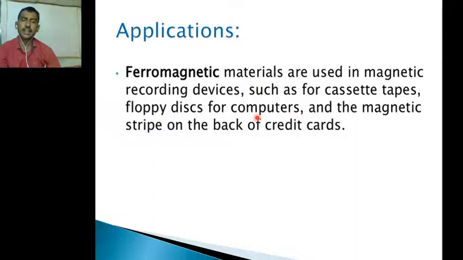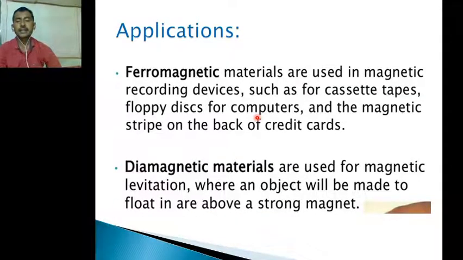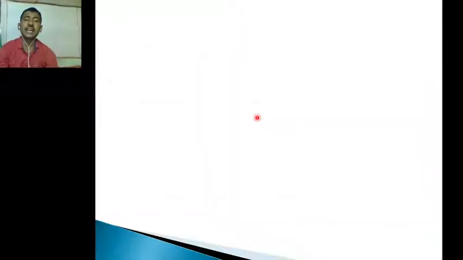So first, the applications of ferromagnetic materials. These ferromagnetic materials can be used in magnetic recording devices such as cassette tapes, floppy disks from computers, and the magnetic strip on the back of credit cards. And diamagnetic materials normally have a repelling nature. That's why they can be used for magnetic levitation, where an object is made to float in or above a strong magnet. If an object is to float above a strong magnet, we can definitely use a diamagnetic material because of its repellent nature.